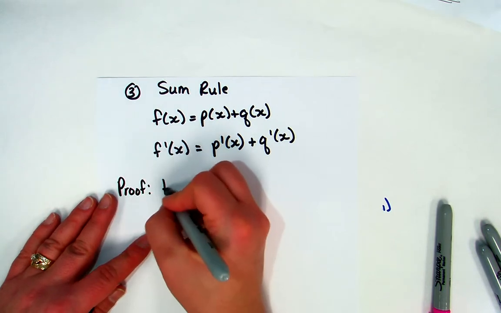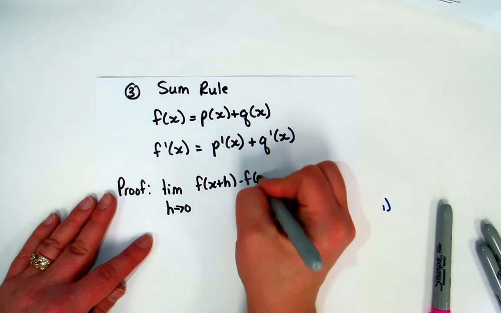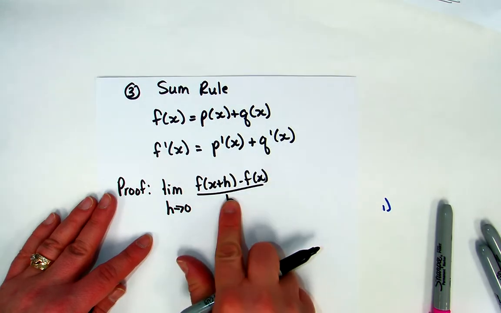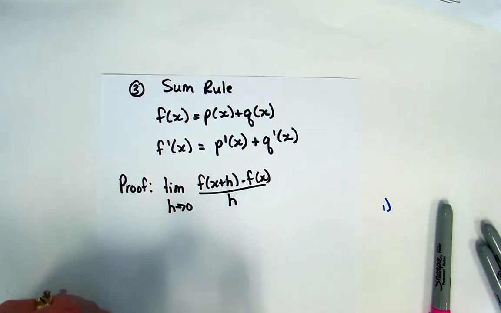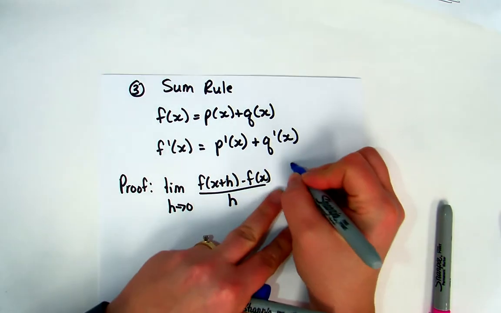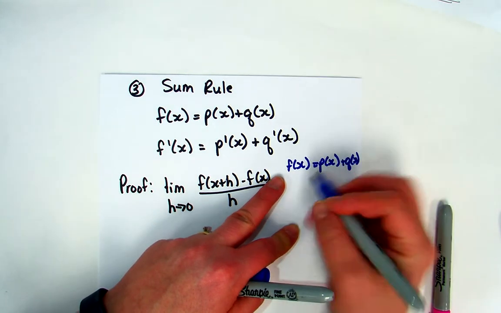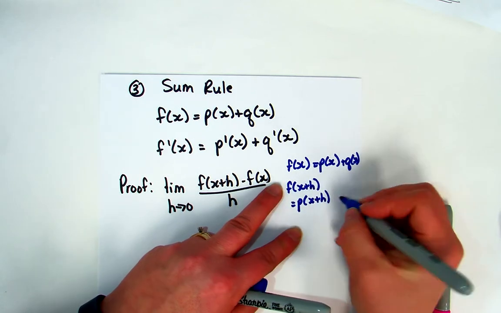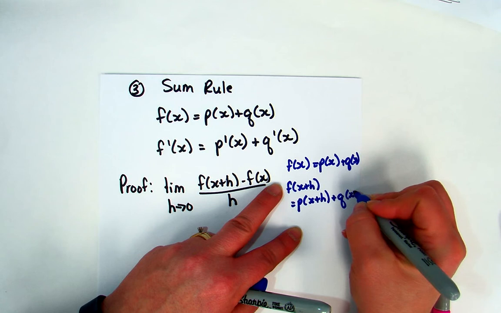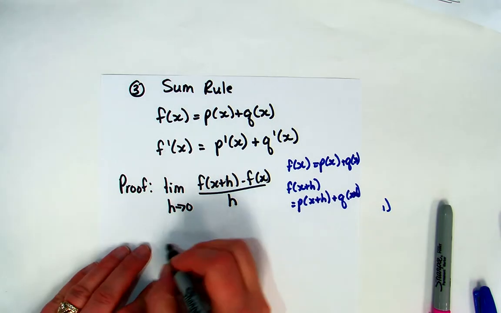So f prime is still the limit as h approaches 0, f at x plus h minus f at x over h, because that's the limit definition for the slope of the tangent, and the derivative represents the slope of the tangents. F at x is going to be p at x plus q at x. F at x plus h is going to be p at x plus h plus q at x plus h. And I'm going to sub this in.